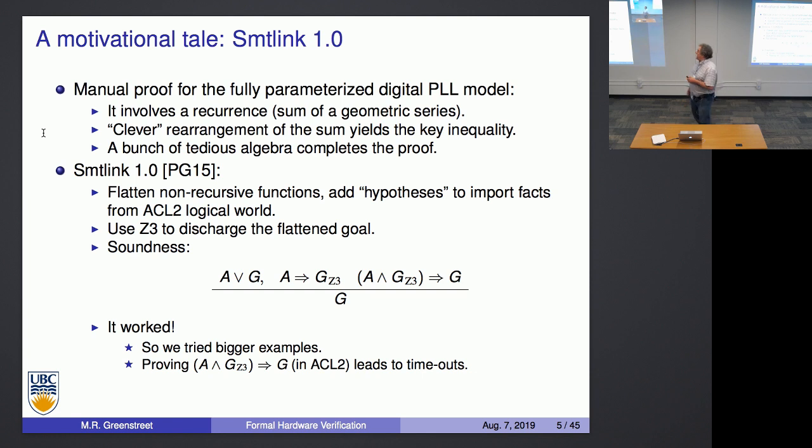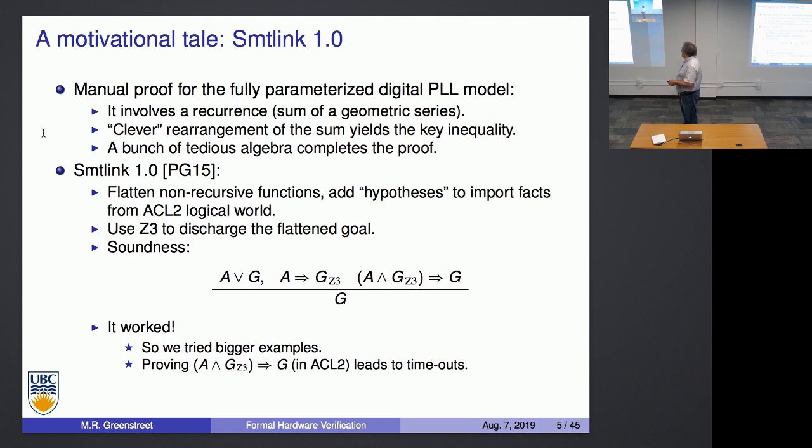So we want to do something else. We said, okay, what if we could break this problem into pieces and cobble the pieces together? Well, we need a theorem prover for that. So we take a look at a manual proof for the fully parameterized model. It involves a recurrence, which is basically a sum over geometric sequences and things like that, and a clever rearrangement of the sum gives you a key inequality. And then a bunch of tedious algebra completes the proof.